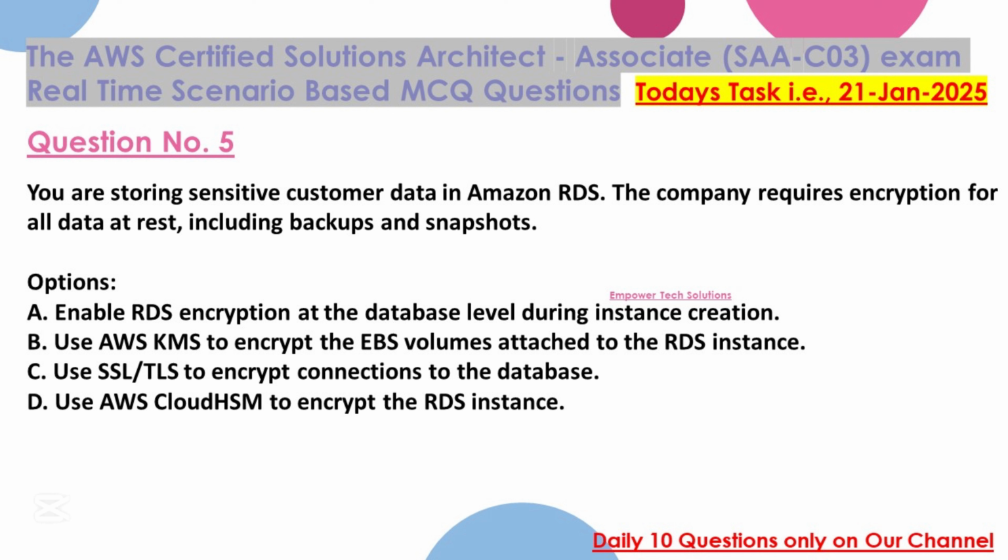B. Use AWS KMS to encrypt the EBS volumes attached to the RDS instance. C. Use SSL/TLS to encrypt connections to the database. D. Use AWS CloudHSM to encrypt the RDS instance.